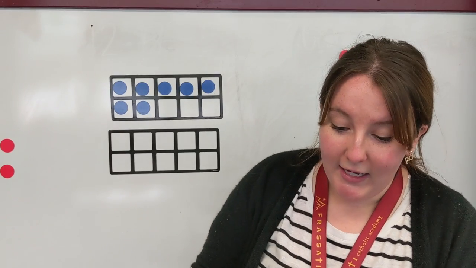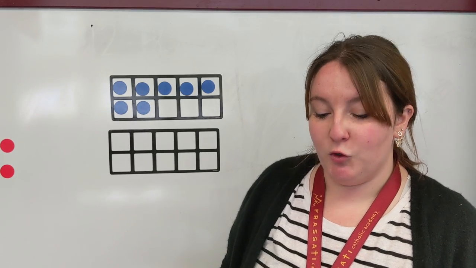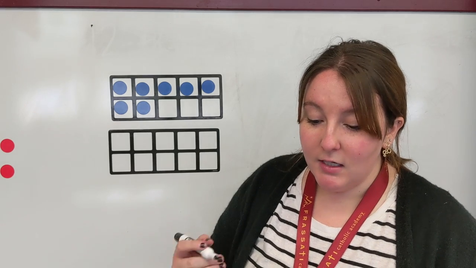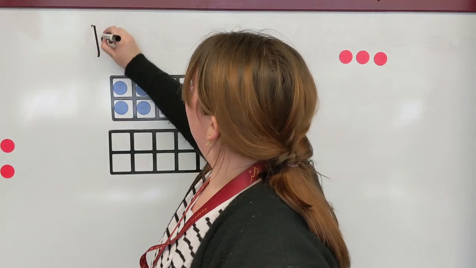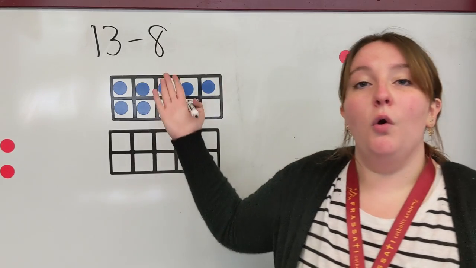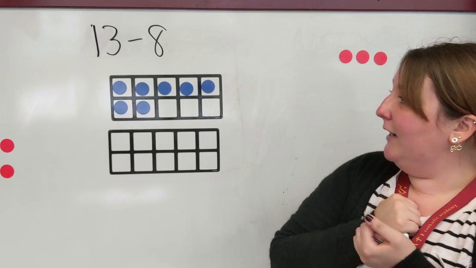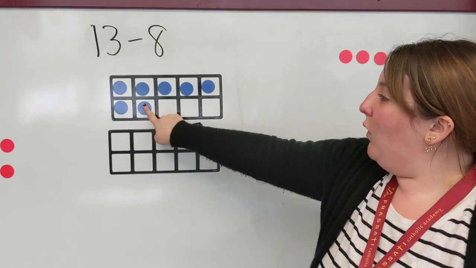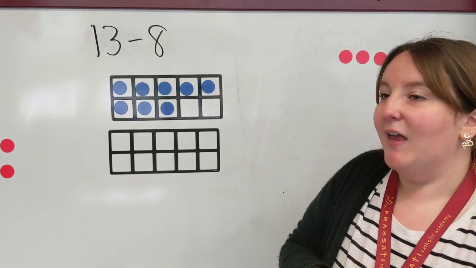Next, let's take a look at number 6. It says, make a 10 to subtract. Draw counters to show your work. Number 6 says, what is 13 minus 8? So let's show how to make a 10. Let's start with our smaller number, 8. So I'm going to add 1 more to make 8.